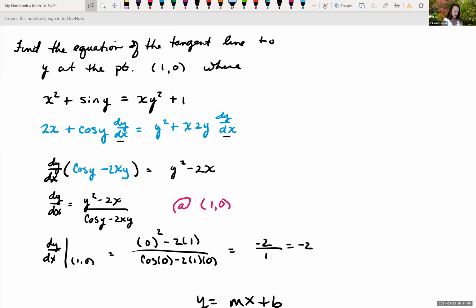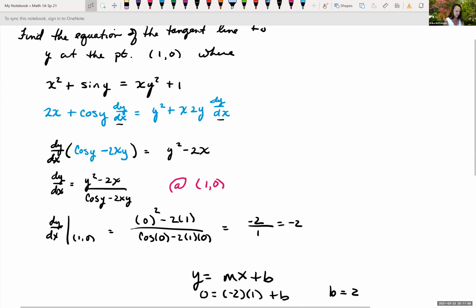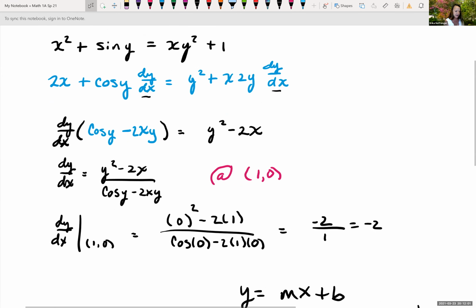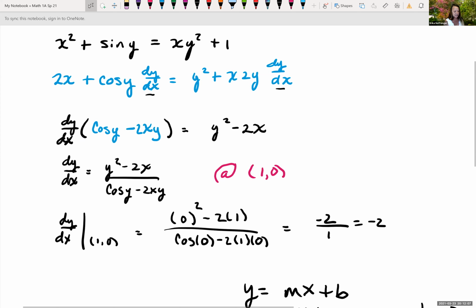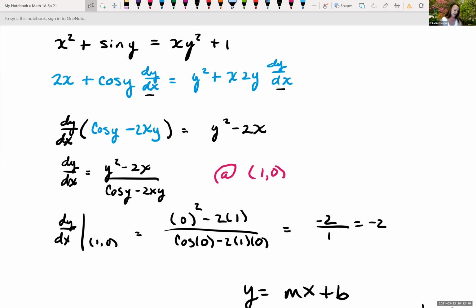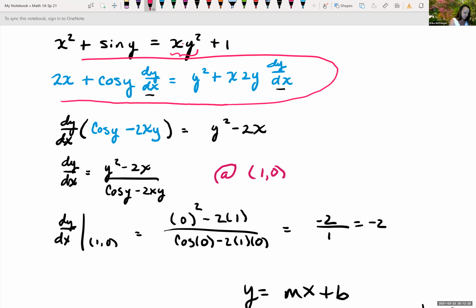Okay, great job. Let's walk through this really quickly. You are given that x squared plus sine y equals x y squared plus 1, so you wanted to use implicit differentiation. Differentiating both sides, you would have gotten 2x plus cosine y dy/dx is equal to, using the product rule here, y squared plus x times 2y dy/dx. Whenever you took the derivative of y as a function with respect to x, you had to tack on this dy/dx.